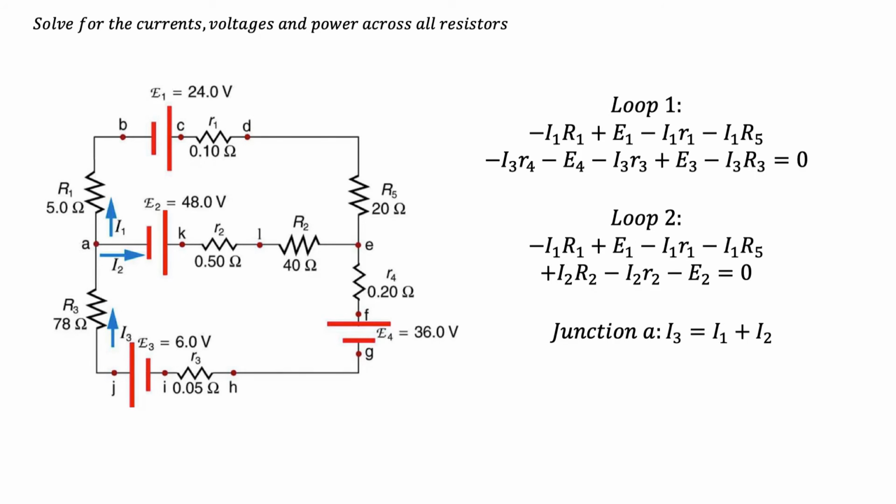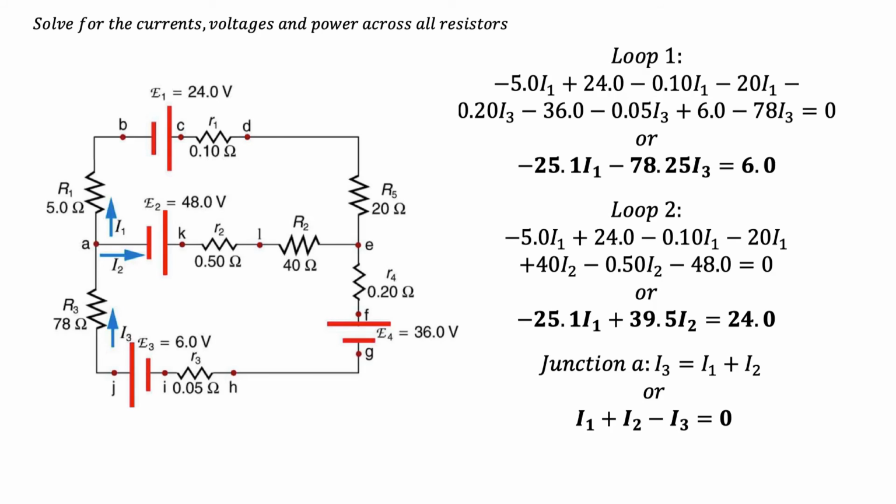Utilizing the junction rule, we obtain the following equations. At junction A, we get I3 equals I1 plus I2. At junction E, we also get I1 plus I2 equals I3. In general, we also need n-1 junctions to solve the problem. Substituting the given values to the equations and ignoring the units temporarily, we end up with the following equations. We now have three equations with three unknowns, with I1, I2, and I3 being the unknown quantities.